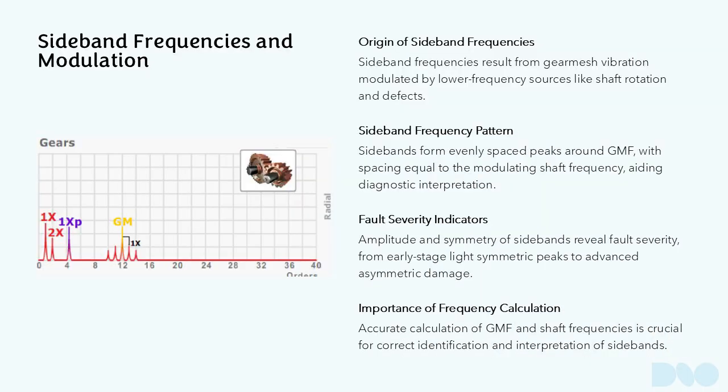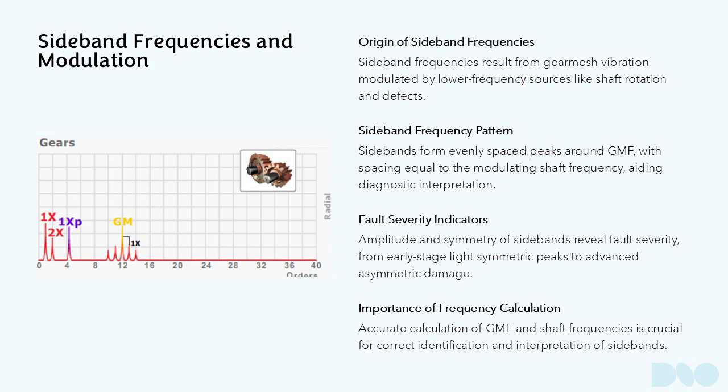Sideband frequencies arise when the gear mesh vibration is modulated by a lower frequency source, most commonly shaft rotational frequency. This modulation can be caused by load variation, gear eccentricity, misalignment, or localized tooth defects. Mathematically, sidebands appear at frequencies equal to GMF plus or minus integer multiples of the modulating frequency, typically the shaft speed. In vibration spectra, sidebands appear as evenly spaced peaks around the GMF. The spacing between sidebands corresponds directly to the modulating frequency, making them highly diagnostic.